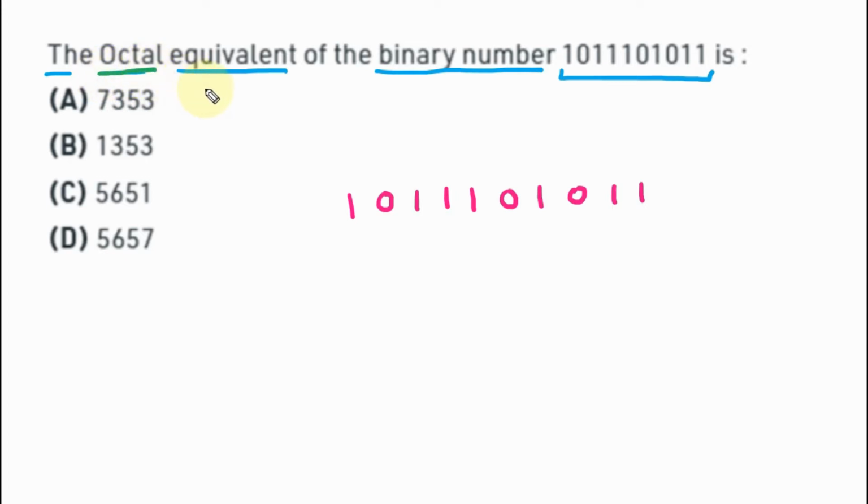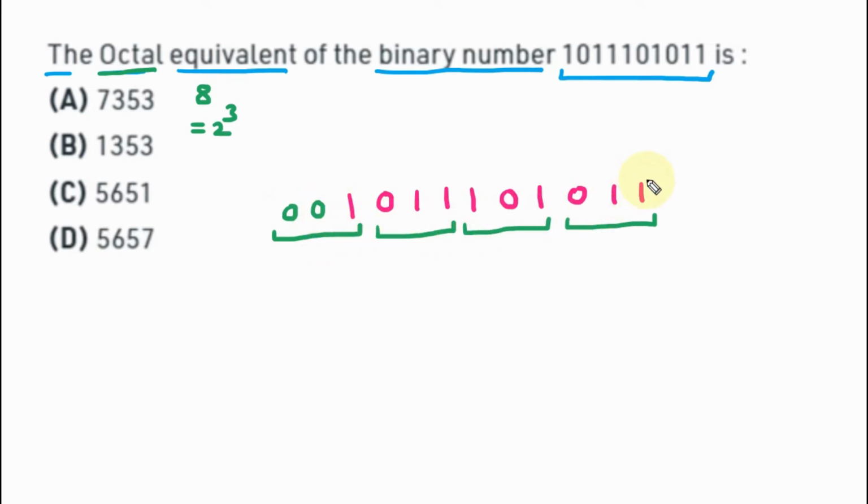We know that octal number has base 8. That means it is 2 raised to the power 3. So we need 3 bits. So from extreme right we are making 3 bits combination. So this is one combination, another 3 bits combination, another 3 bits combination. Here 1 is remaining alone. So before that we are applying 2 more zeros so that they are becoming the pair of 3.